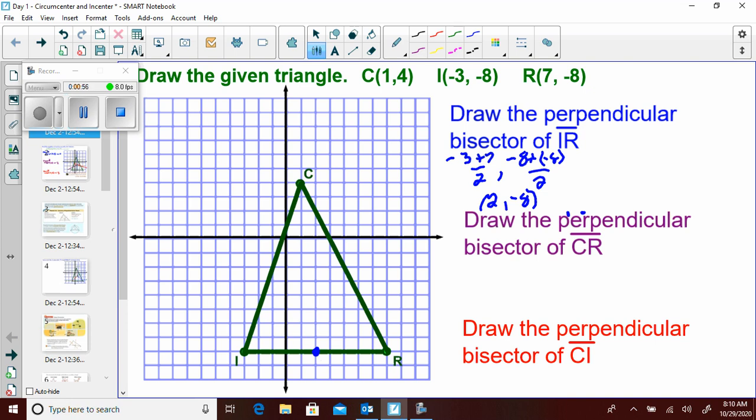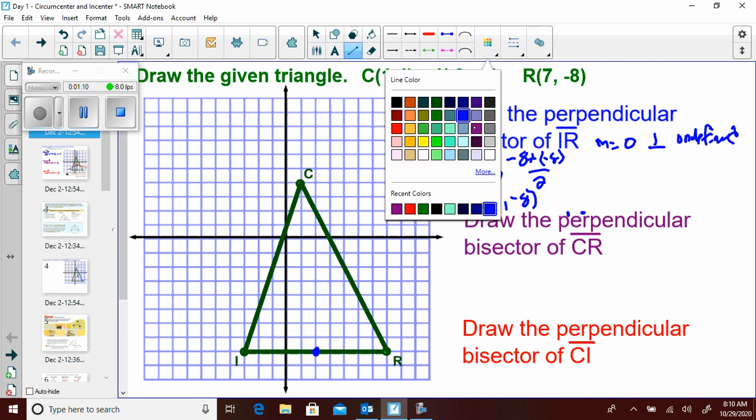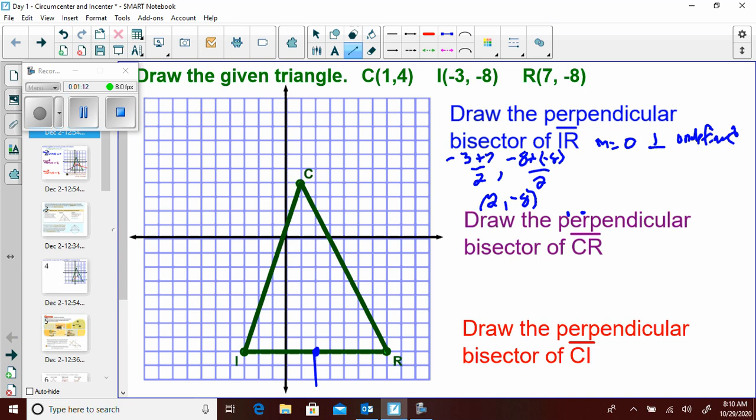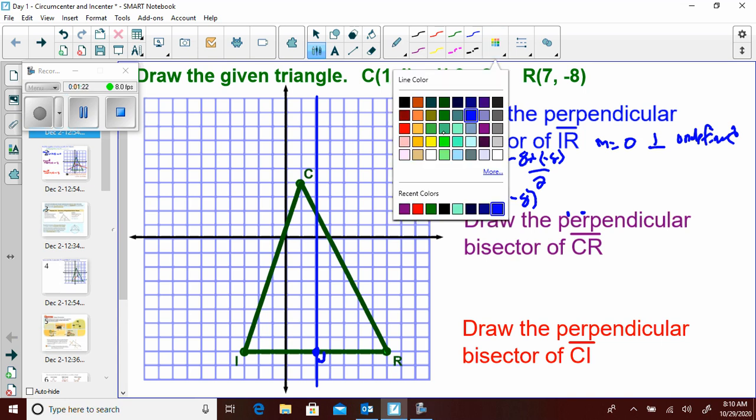Well, IR is horizontal. So the slope of IR is 0, which is perpendicular to a slope of undefined. And undefined is just a vertical line. So we're just going to draw our vertical line here. Okay. And that's perpendicular. Here's my right angle, shows it's perpendicular. That one wasn't too bad.